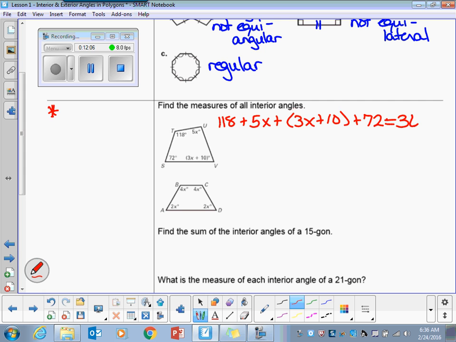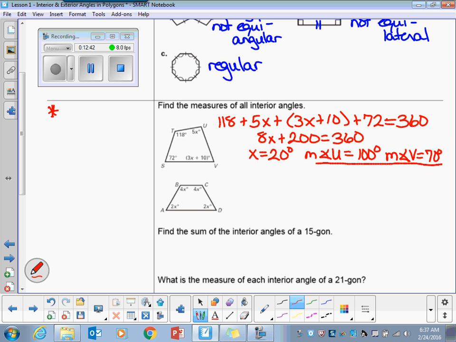Apologize for that. We've been doing triangles for so long, my brain immediately goes to the triangle. Combine your like terms and you get 8x plus 200 equaling 360. When you solve that, x is 20 degrees. We already know the measure of angle T and the measure of angle S. So the measure of angle U, watch your notation, ladies and gentlemen, is 100 degrees. And the measure of angle V is 70 degrees. Notation can cost you a lot.